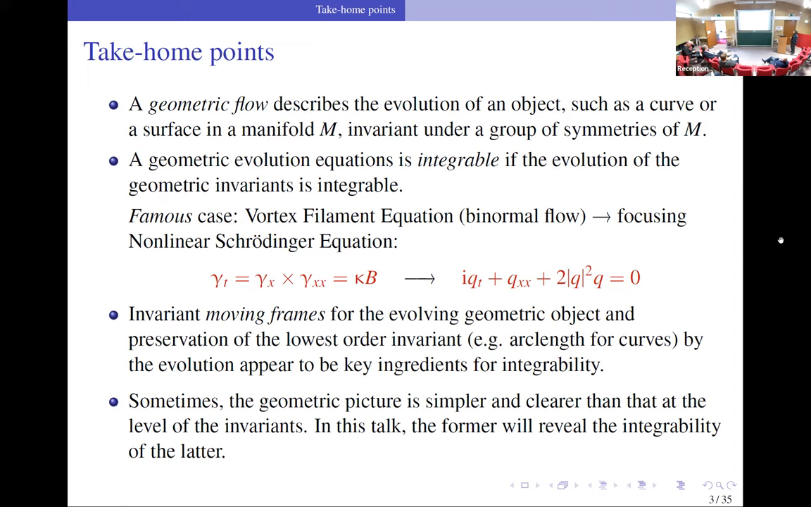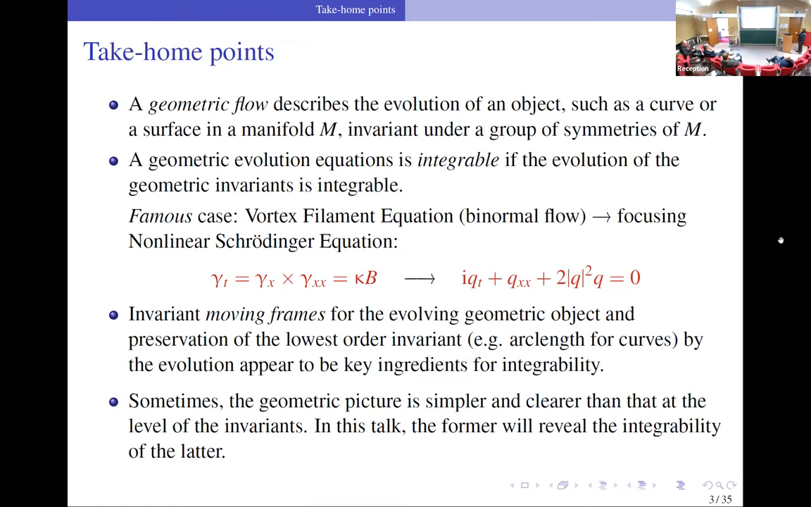When we get to these invariant moving frames, invariant means invariant under the group action of the corresponding geometry. It looks like the moving frames are actually key to integrability. And I'll show you how this integrable equation arises using the tool of moving frames and also some preservation, typically of the lowest order invariant, length of curve. So these two ingredients seem to be key. You see two examples. It's not entirely understood. And the last point I want to make is that sometimes when you look at the geometric pictures, things may be simpler than the picture at the level of the invariants. And the last example I will show will be a strong example of this last form.